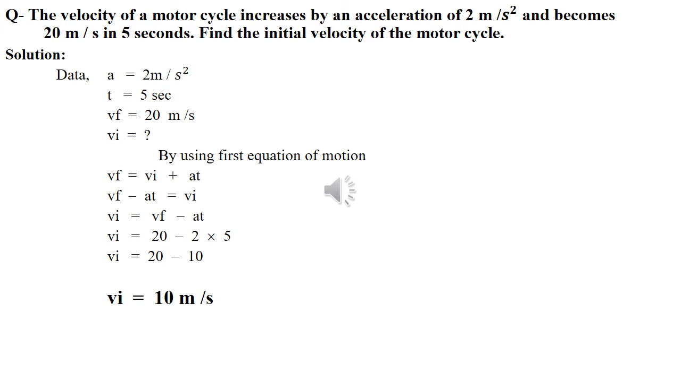So we have to put the values here. Vf equal to 20, A equal to 2 meter per second square and time equal to 5. That is multiplied by each other. So 2 multiplied by 5 equal to 10, and 20 minus 10 equal to 10 meter per second. So we have found the initial velocity. That is our answer. Understand? Okay, thank you.